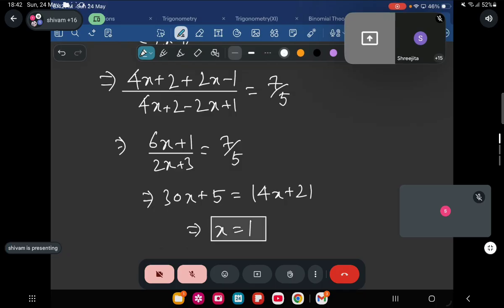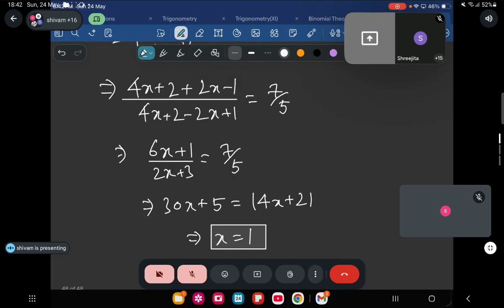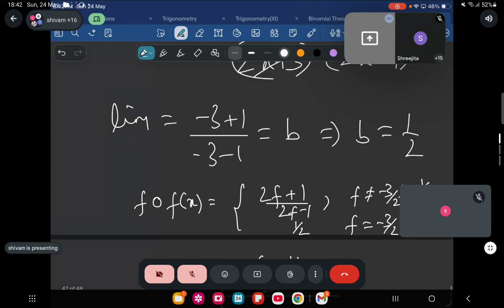Is there any shortcut, or is this all you people have done, or have you done something else also? Tell me. It was the same length. It was lengthy.